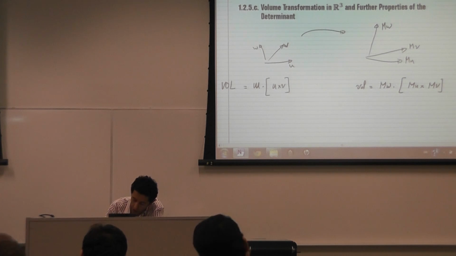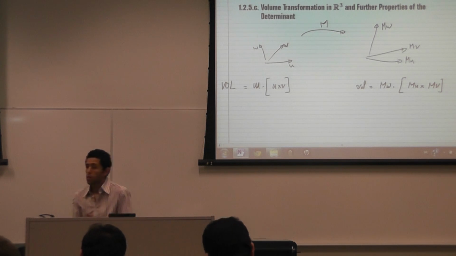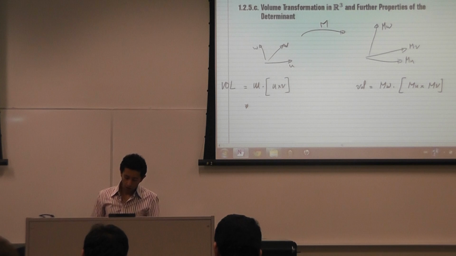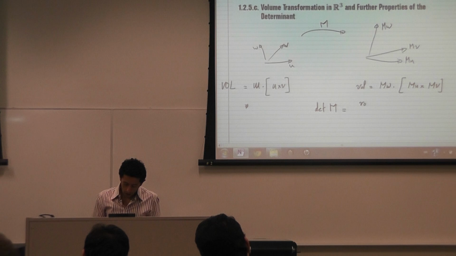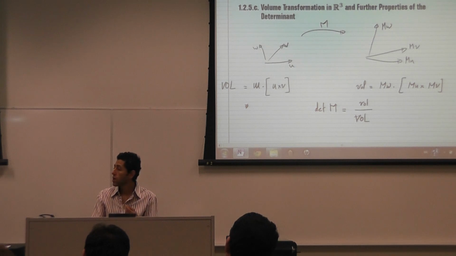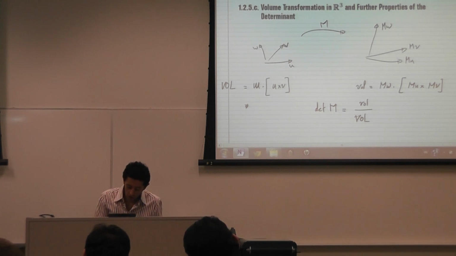So I have a matrix M that takes those 3 vectors and gives me 3 new vectors. I would like to compare the new volume with the original volume. If you use the indices, you're going to find that the determinant of M is equal to the new volume divided by the original volume. So the determinant of M gives me a measure of how the volume changes locally between an object and once it's deformed, if that deformation is described by a matrix.